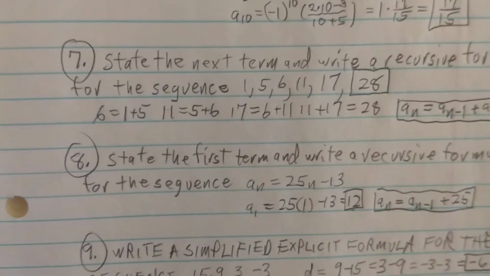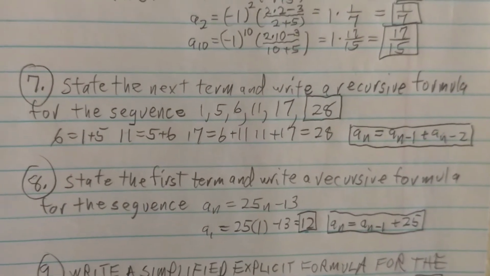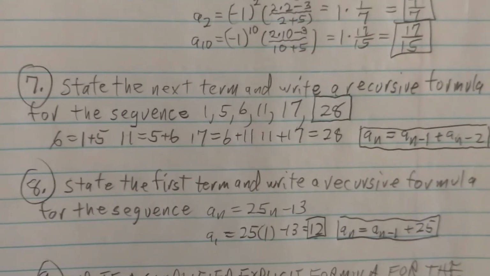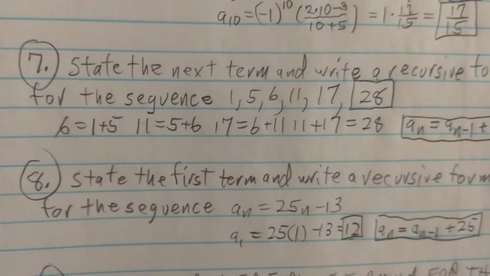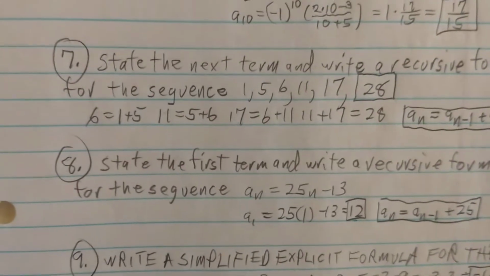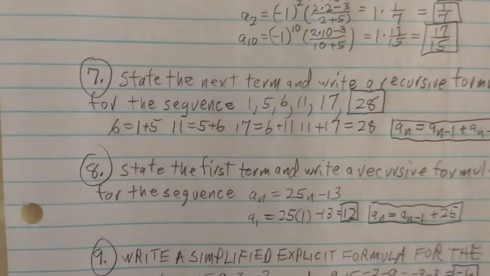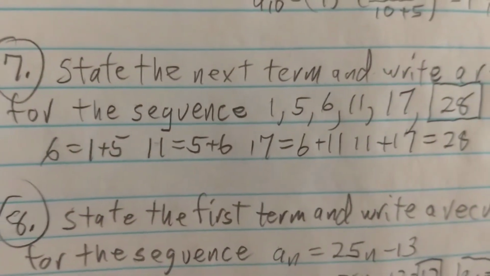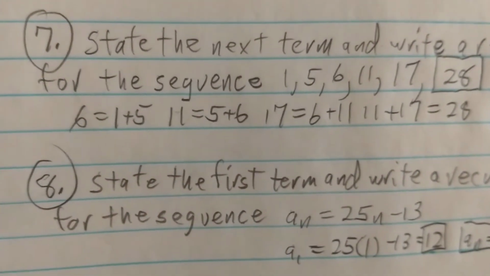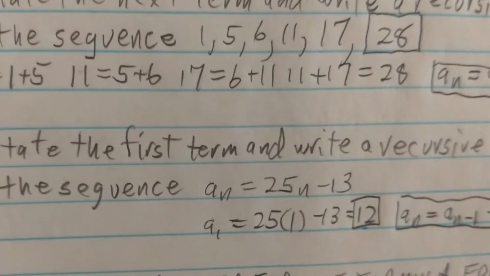Now on 7, we're asked to state the next term and write a recursive formula for the sequence, which is 1, 5, 6, 11, 17, and we're to fill in the next blank. Well, if we look at the third term, 6 is 1 plus 5, the A1 plus A2. If we look at 11, it equals 5 plus 6, the second and third terms giving the fourth term. 17 is the sum of the two before it, 6 plus 11.